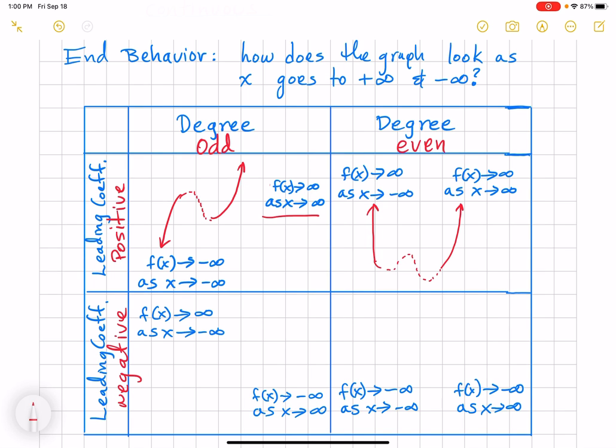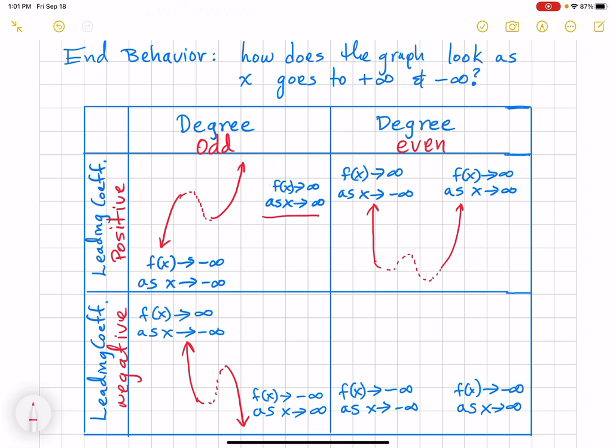Now please remember that if you change the leading coefficient, if you multiply it, it's a reflection over the x-axis. So that means this graph for an odd degree and a negative leading coefficient is going to go up to infinity as you move to the left, and it's going to go down to negative infinity as you go to the right. So something like this.